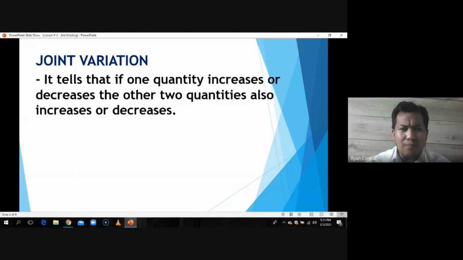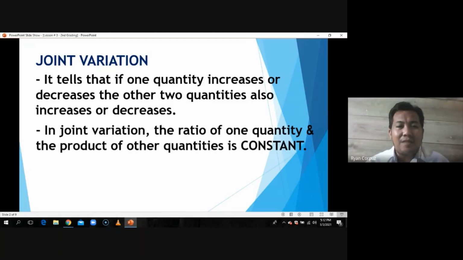Kung isipin mo mabuti yung definition of joint variation, parang direct variation. Yung kaibahan nga lang niya, mas maraming quantity yung involved ng joint variation than direct variation. Pero yung way of translating statements are just the same. Kasi according to it, as one quantity increases or decreases, the other two quantities also increase. So parang direct variation, gagawin natin in order for us to translate statement of variation into symbols. Let's try that later.